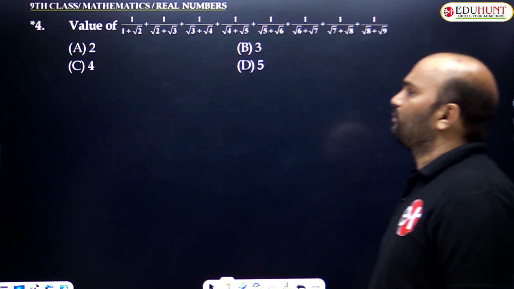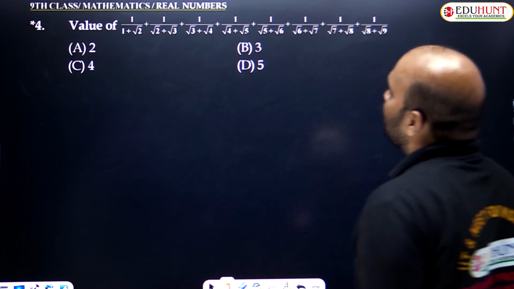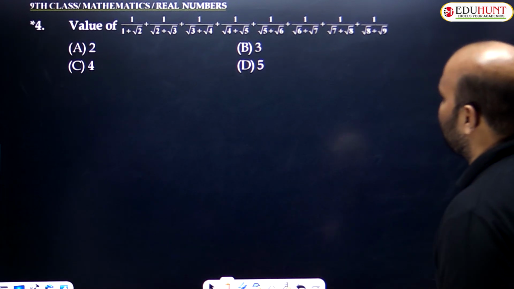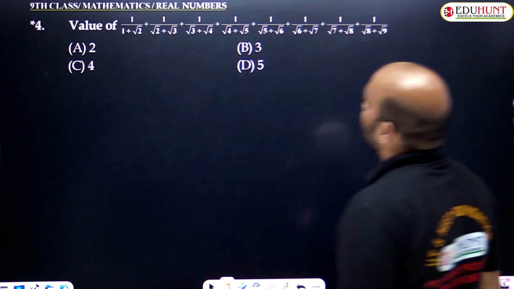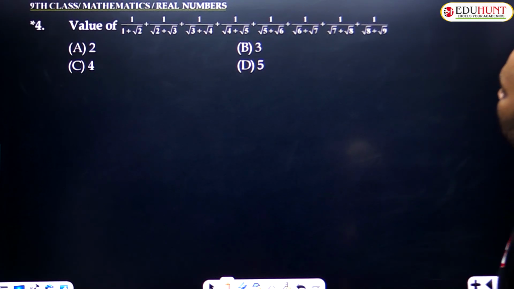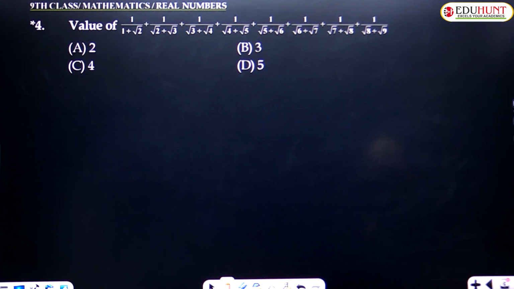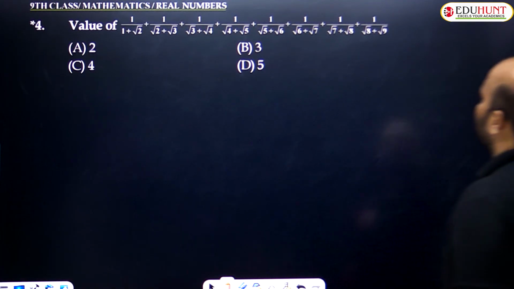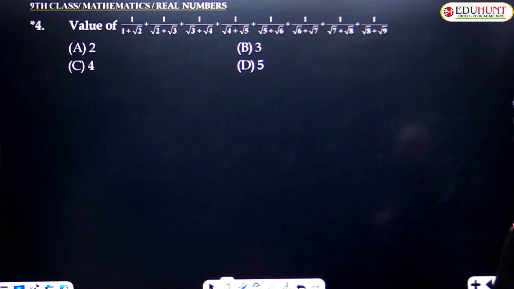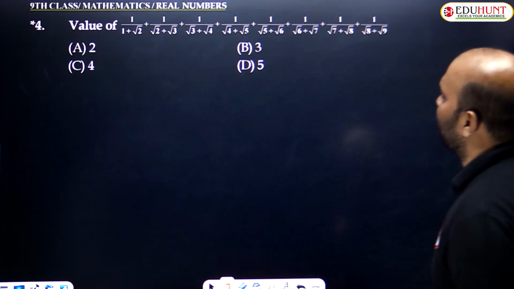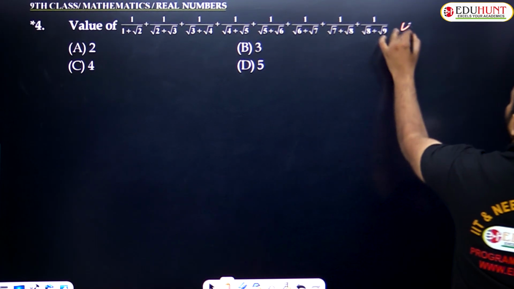So let's go to question number 4. The value of 1 by 1 plus root 2, plus 1 by root 2 plus root 3, plus 1 by root 3 plus root 4, plus 1 by root 4 plus root 5, plus 1 by root 5 plus root 6, plus 1 by root 6 plus root 7, plus 1 by root 7 plus root 8, plus 1 by root 8 plus root 9. Option A 2, option B 3, option C 4, option D 5. The value of the given expression is, okay.